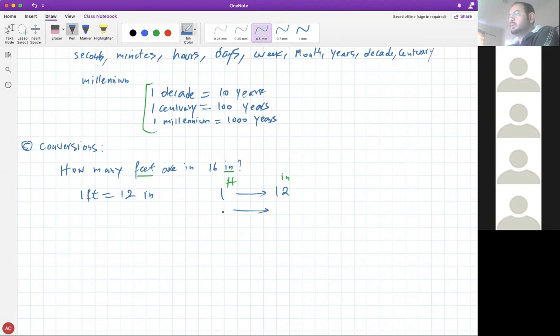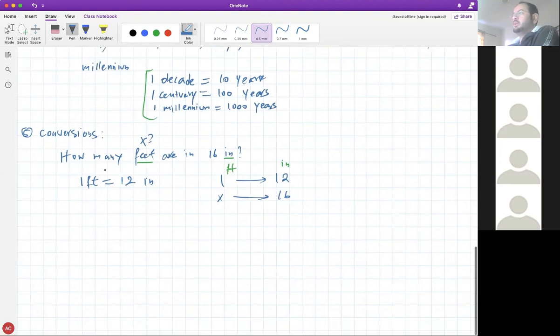Then the other one, the question says how many feet are in 16 inches. So we're missing feet. The other one, we don't know feet. Let's call it X. And we do have the inches, it's 16. So feet to inches, 1 to 12. Then we have X, that's what we're missing. We say X to 16. So we use what we know, and we use another ratio with the missing number.